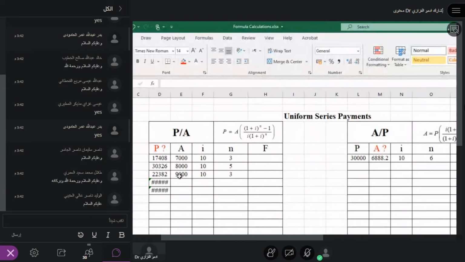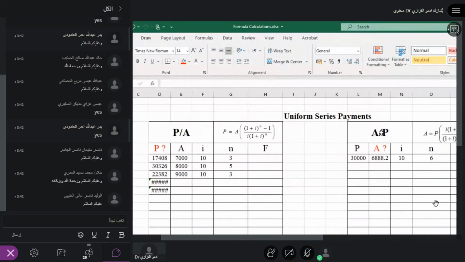You can plug these formulas into Excel, and then you make everything easy for yourself. And again, we will give you a question: given P, find A. This is given A, find P, and this is the reverse. You'll be given P, and you'll be asked to find A.